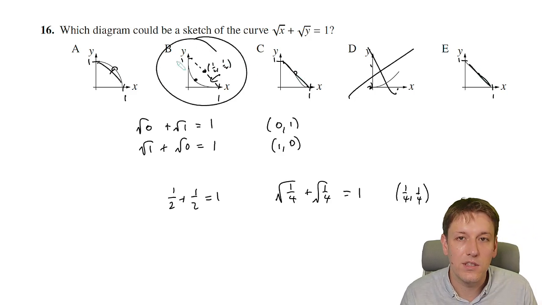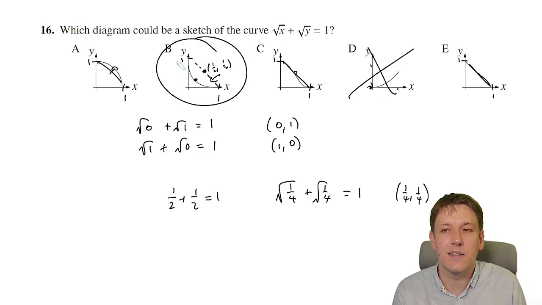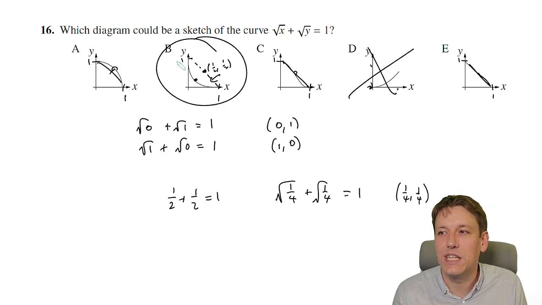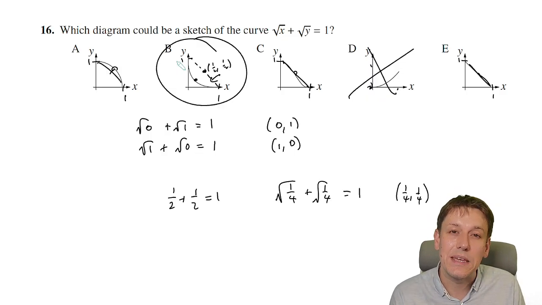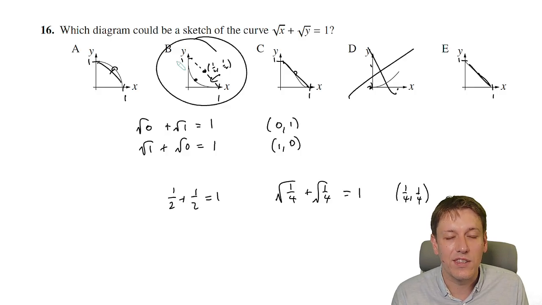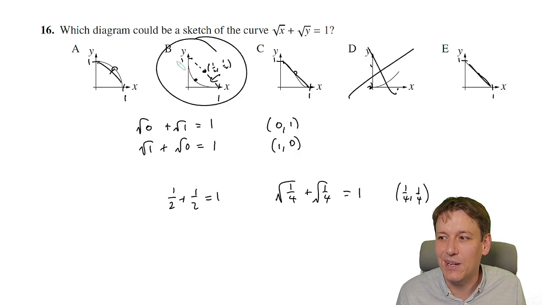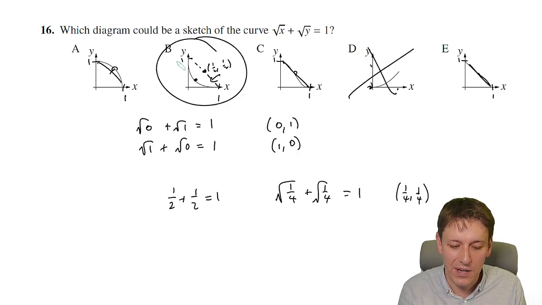So just from that point alone, we can see that if one of these is going to be the curve root x plus root y is 1, then it must be B. With the information as I've done it, I don't know for sure, because I would have to think more deeply about what all the other points are. But if it's going to be one of these answers, then it must be B.